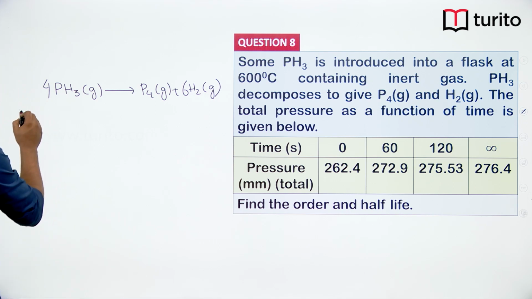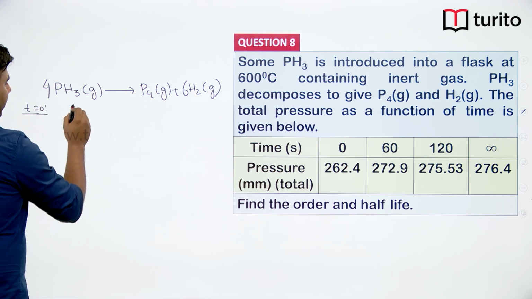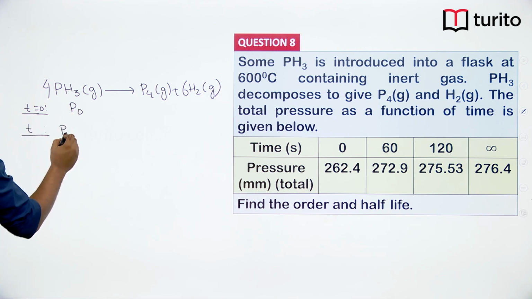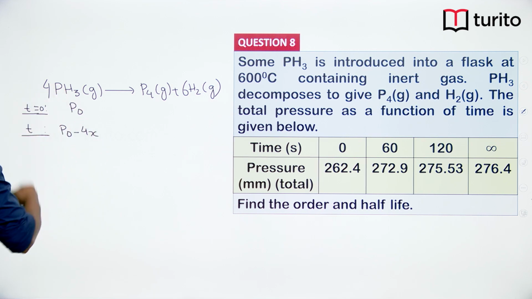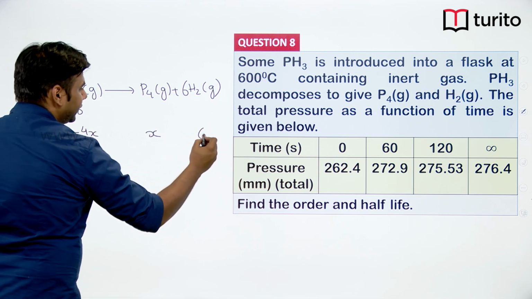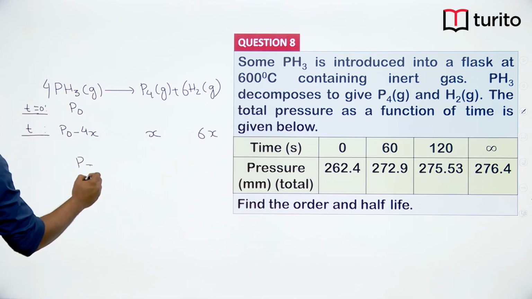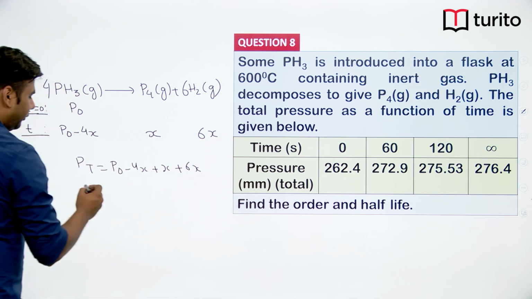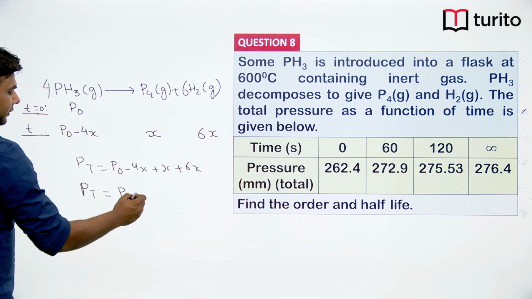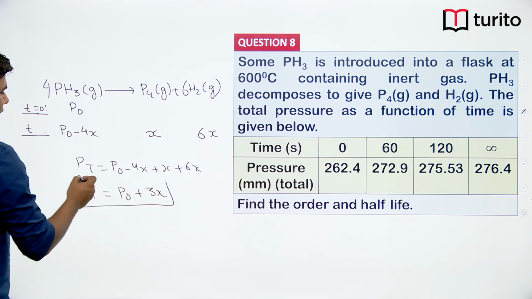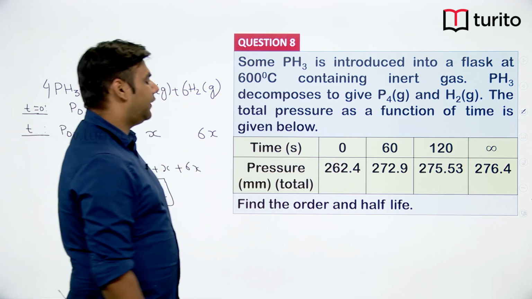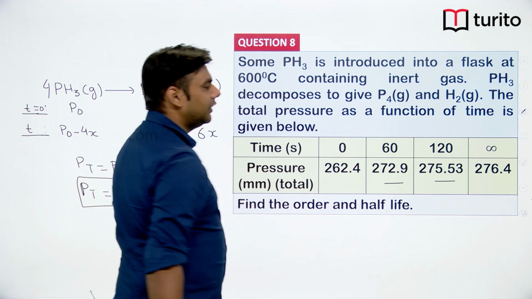So basically we'll say that at time t equals 0, the pressure of phosphine was say P naught. After some time t, x would have reacted. So this is basically P naught minus 4x, with stoichiometry 4, x would be formed, and 6x would be formed. So the total pressure would be P naught minus 4x plus x plus 6x. So this would be P naught plus 3x. We know the value of PT, the total pressure, so we can calculate the value of x at 60 seconds as well as 120 seconds.